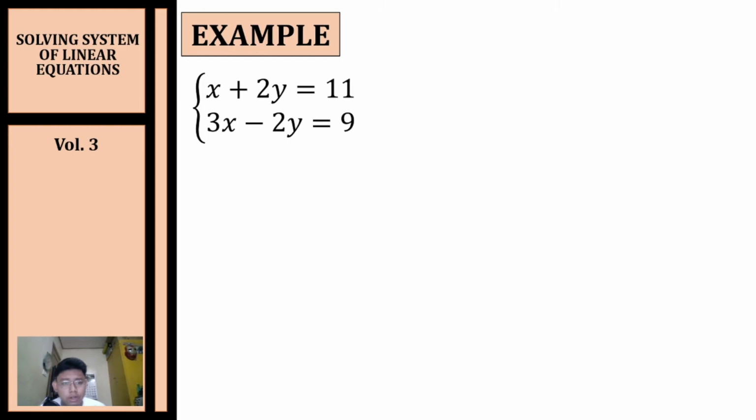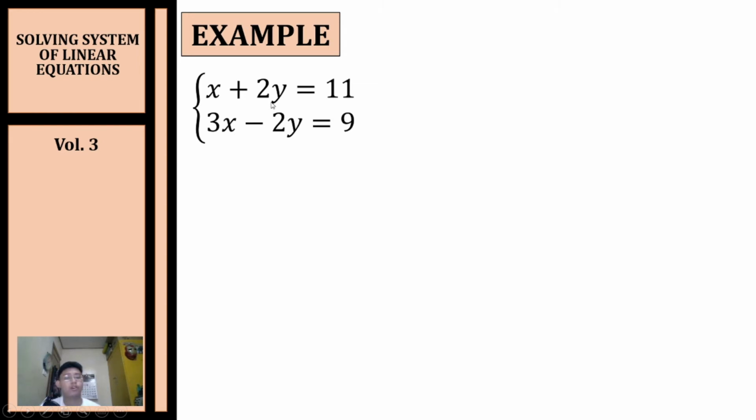Okay, let's have another example. We're going to solve this system of linear equations. In this system, we're given two equations: x plus 2y is equal to 11 and 3x minus 2y is equal to 9. Our first step is to pick an equation and isolate one of the variables. I'm going to give you a tip in identifying which equation to pick. Choose an equation having a variable with a numerical coefficient that is equal to 1. Looking at our equations, the variable with a coefficient equal to 1 is in our first equation.